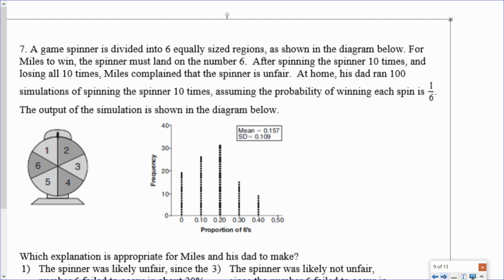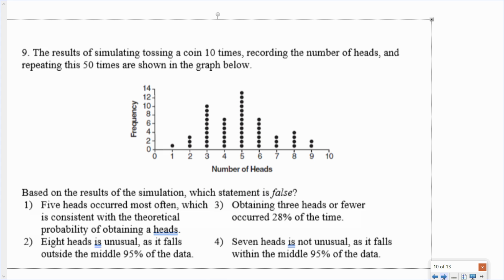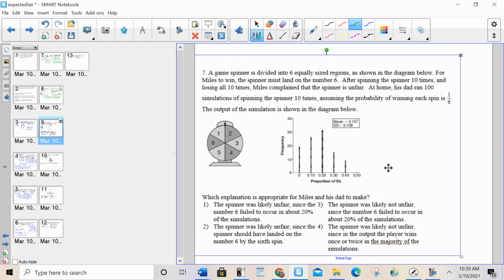7. I want you to try 7 and 8 on your own. So please pause, try 7 and 8 on your own, and then unpause.